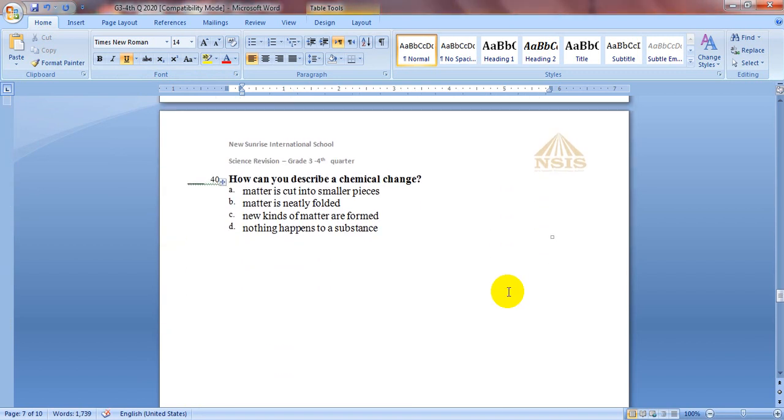The last question, number 40. How can you describe a chemical change? Matter is cut into smaller pieces. Matter is neatly folded. New kinds of matter are formed. Nothing happens to a substance. In a chemical change, new kinds of matter are formed. So the answer is letter C.